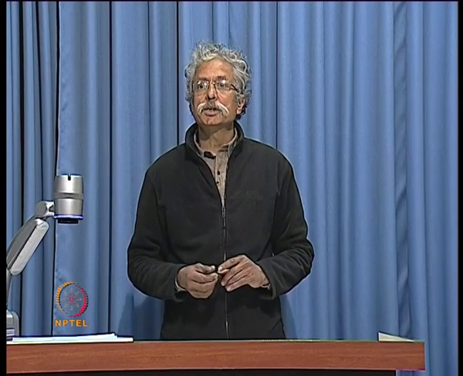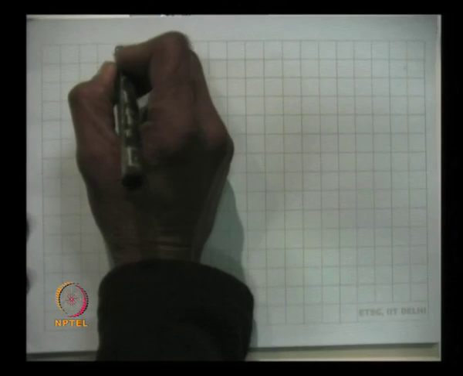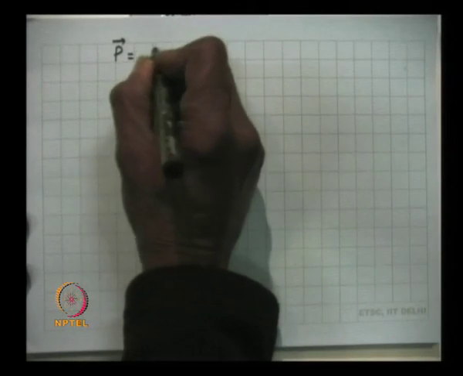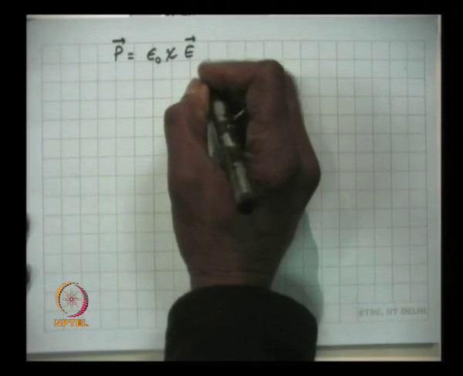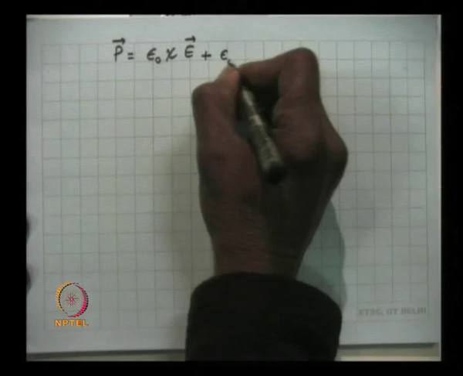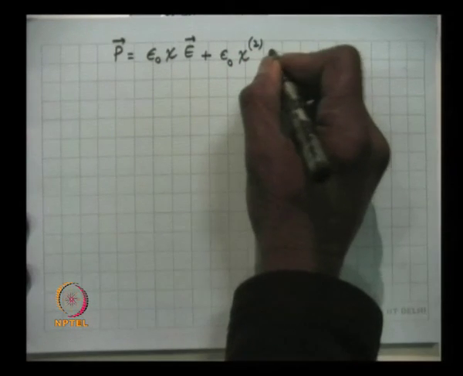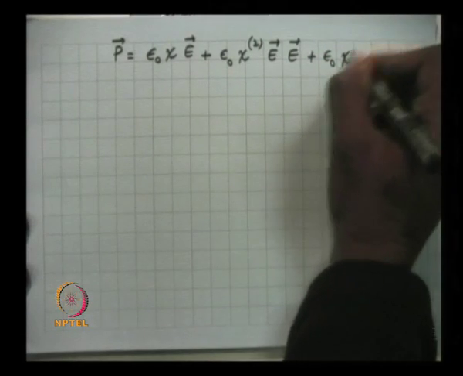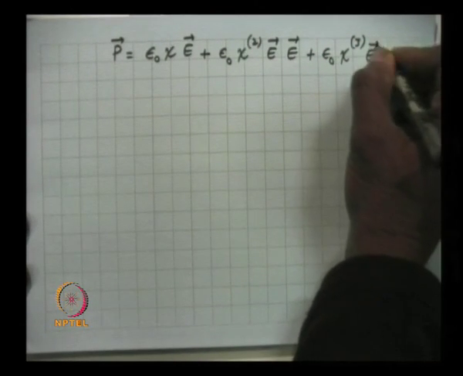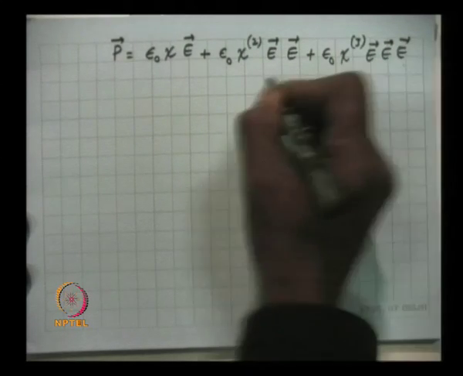So, we continue with our discussion on nonlinear optics. Let us recall that when the electric field of the light wave becomes strong, then the polarization is no more proportional to the electric field, it has also higher order terms. So, you have something like epsilon 0 chi 2 E E plus epsilon 0 chi 3 E E E and so on.